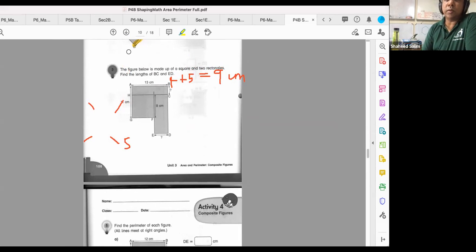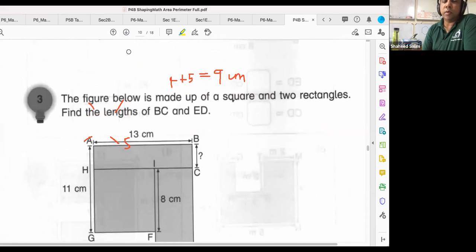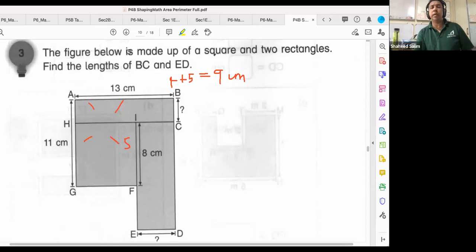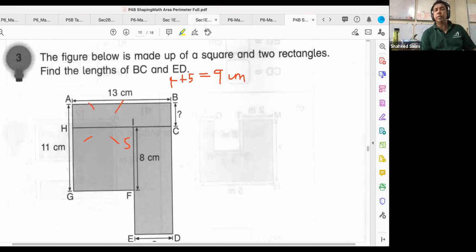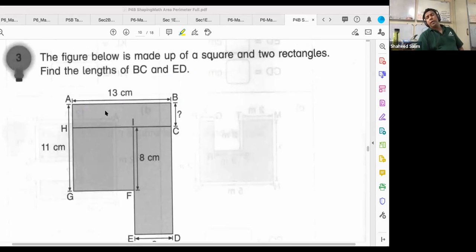Okay, you try this one. Please try. Come on, boys and girls. Where is Auni?